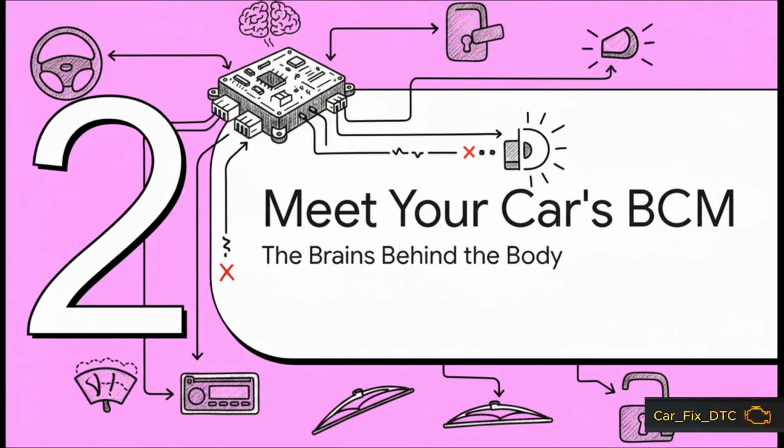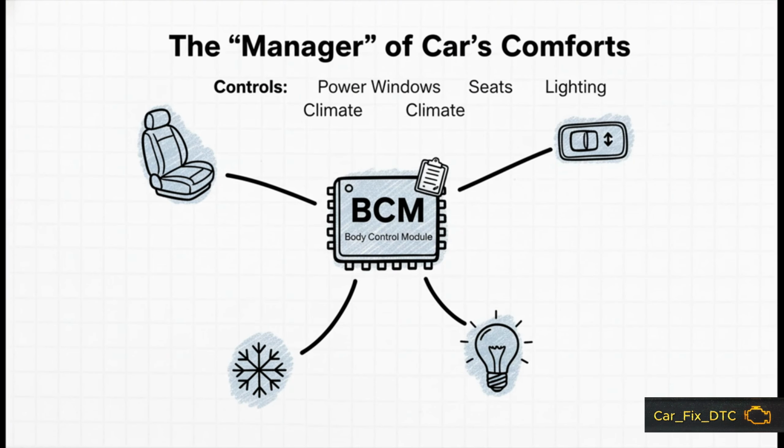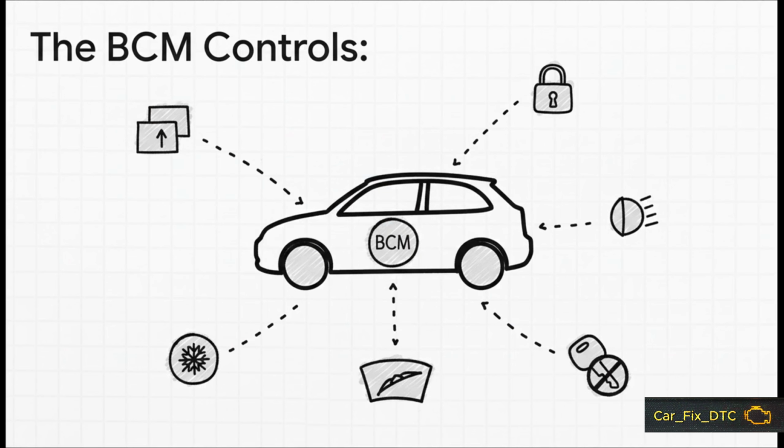So what exactly is this BCM that suddenly decided to go silent? Well, let's meet the brains behind your car's body. The body control module is basically the general manager for all the non-engine electronics in your vehicle. It handles pretty much all of the comfort and convenience features that you use every single time you drive. And believe me, the BCM's list of responsibilities is huge. We're talking power windows, door locks, interior and exterior lights, the horn, the wipers, even the air conditioning. And crucially, it's very often tied into the car's security and immobilizer system, which is why this one error can sometimes prevent the engine from starting at all.